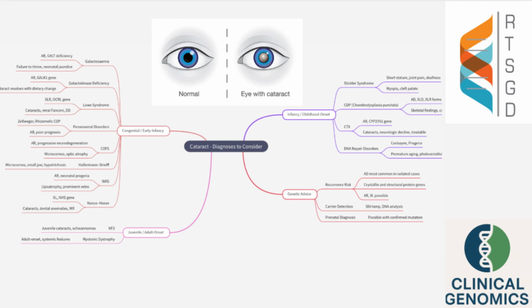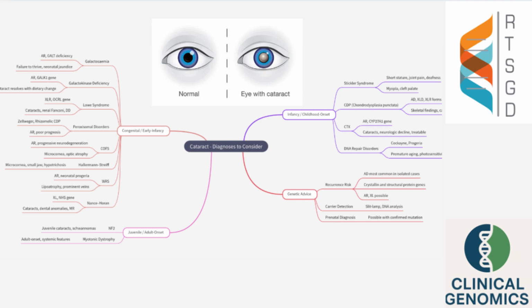Stickler syndrome is a common cause. It comes with myopia, cleft palate, hearing loss, and joint pain. CDP comes with skeletal findings. CTX is caused by CYP27A1 gene mutations and is treatable. It causes neurologic problems and cataracts. DNA repair disorders, like Cockayne syndrome and progeria, appear in childhood with early aging and light sensitivity. In teenagers or adults, juvenile cataracts may be linked to NF2, especially when schwannomas are present. In adults, myotonic dystrophy is a classic example. It comes with muscle weakness, heart rhythm issues, and other systemic features.